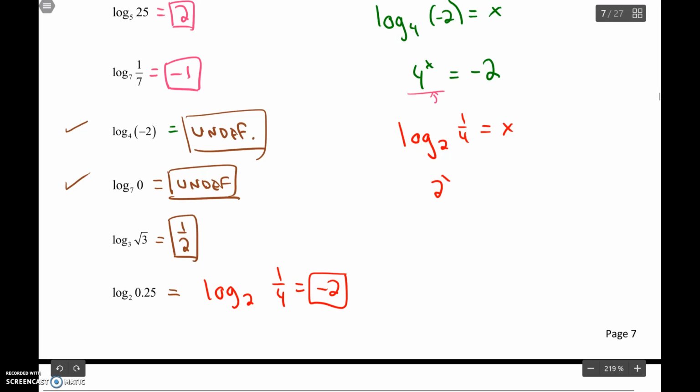2 to the x power equals 1/4. I need to match up my bases. 2 to the x, 1 over, let's write this 4 as 2 squared. How do I move that power up to the numerator? You simply make the exponent negative. 2 to the x is equal to 2 to the -2, therefore x is -2.